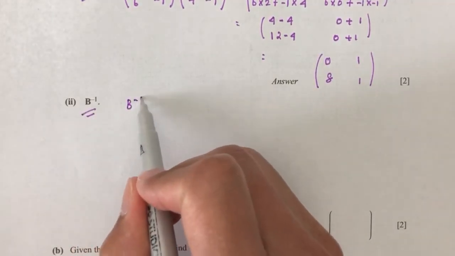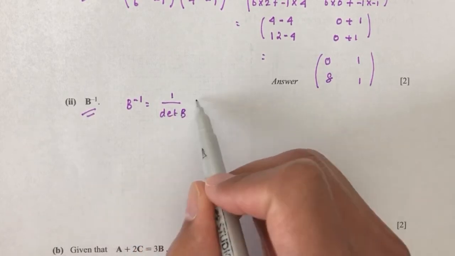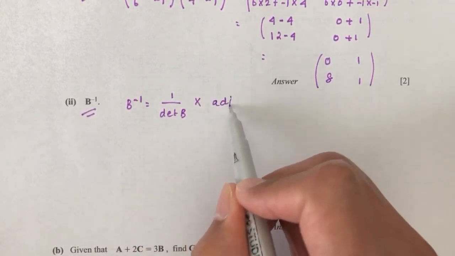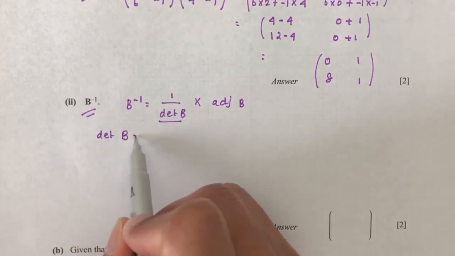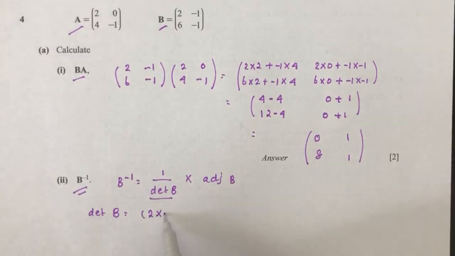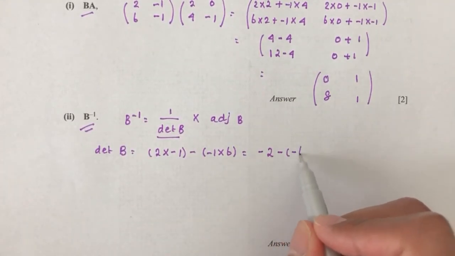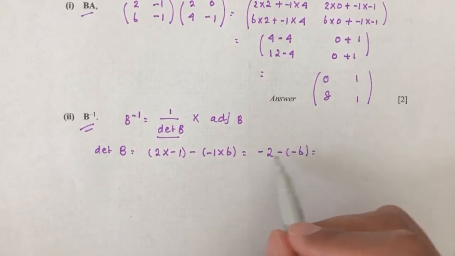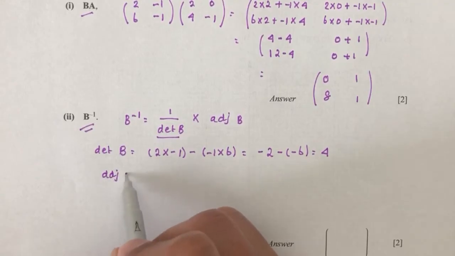Now B, find B inverse. So we know the formula for B inverse is equal to 1 over determinant of B times the adjoint matrix of B. So let's find this first. Determinant of B. So matrix B is equal to this. So we have to do cross multiply 2 times minus 1 minus 1 times 6. That will be minus 2 minus 6. That will become minus 2 minus 6. That will be minus 8.